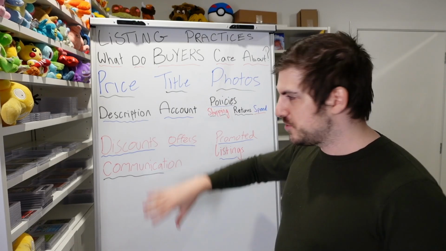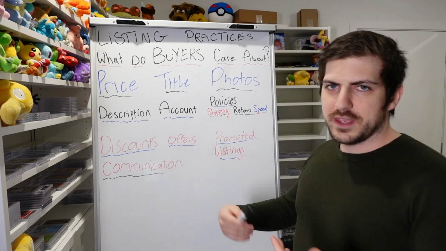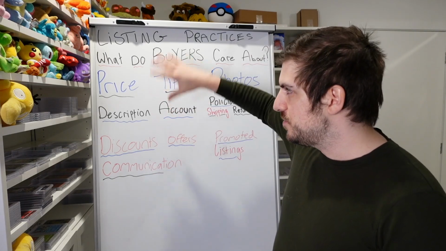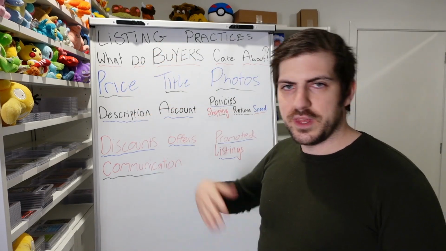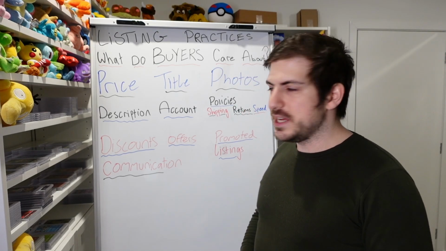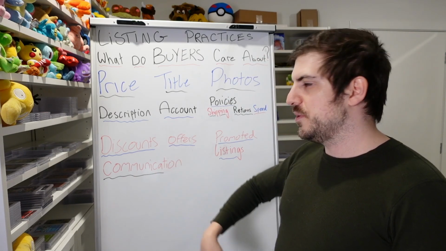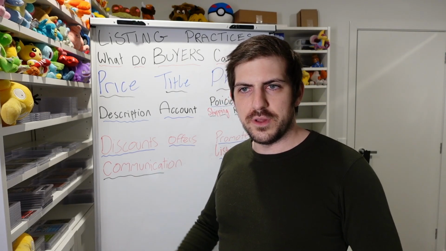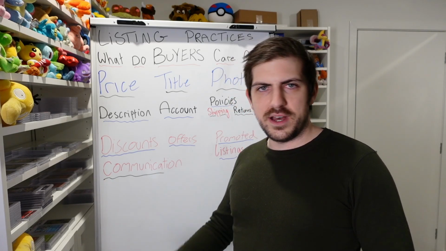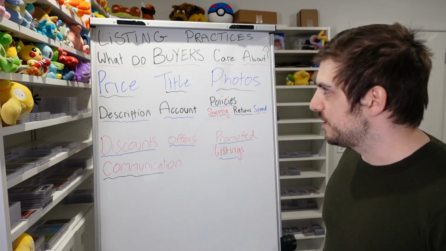To get people to these things, we have discount offers and promoted listings, also very important. I'm not going to put them above those things because you can still sell without discounts or promoted listings, but they definitely help get your listings into a visible stage for people to see your price, title, and photos. And then right at the end, after everything else is set up, the most important thing is your communication, how fast you respond to messages, how fast you do all those kinds of things. So let's break it down.